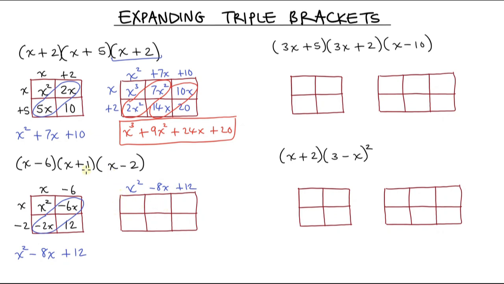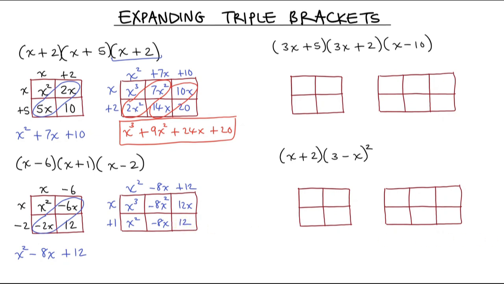And then down the side, we're going to have the middle term, which is x plus 1. So x times x squared is x cubed. x times negative 8x is negative 8x squared. x times 12 is 12x. Just making sure I do this correctly. I don't want to make any silly mistakes. x squared times 1, well, because we're timesing by 1, it's just going to be the same. So we're going to have x squared minus 8x plus 12.